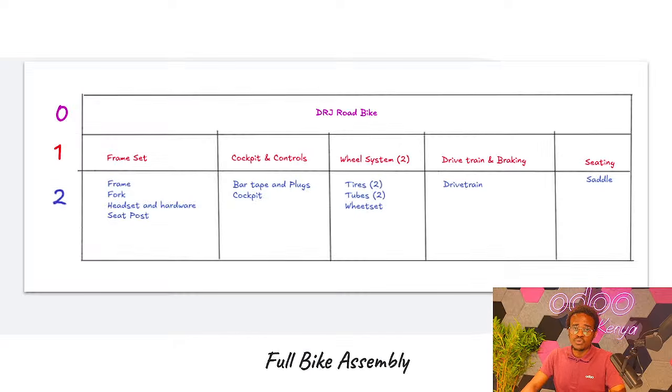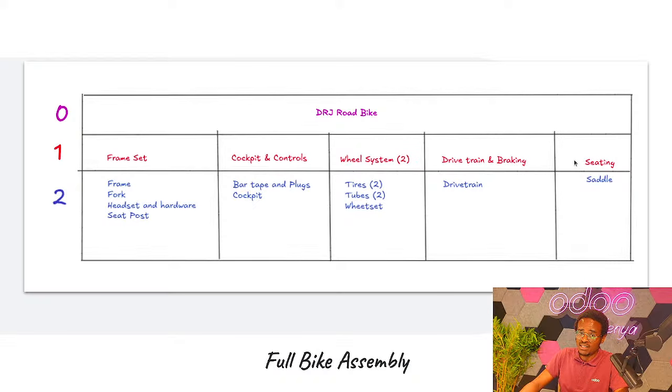Now, for you to handle the MPS for the manufacturing orders, it's a little complex. You have to first start with what item do you need. So in this case, we have multi-level MPSs. So you have, again, Delta Romeo Juliet bicycle, DRJ road bike. That's a final assembly. But a final assembly is made of sub-assemblies. So for example, to make this bike, I need these sub-assemblies: frame set, cockpit and controls, wheel system, drivetrain, and seating.